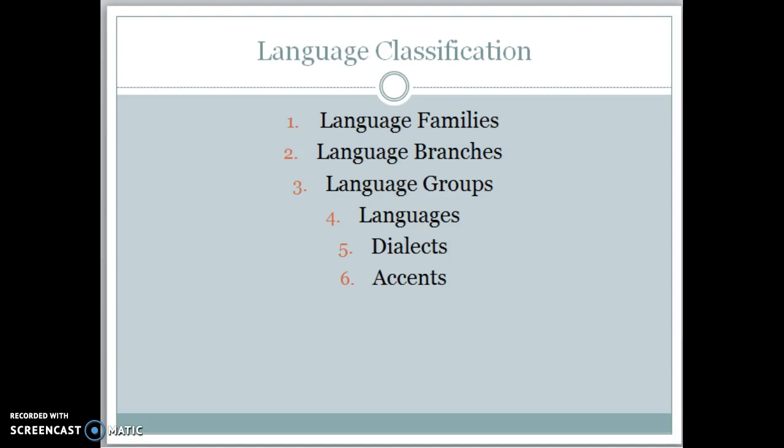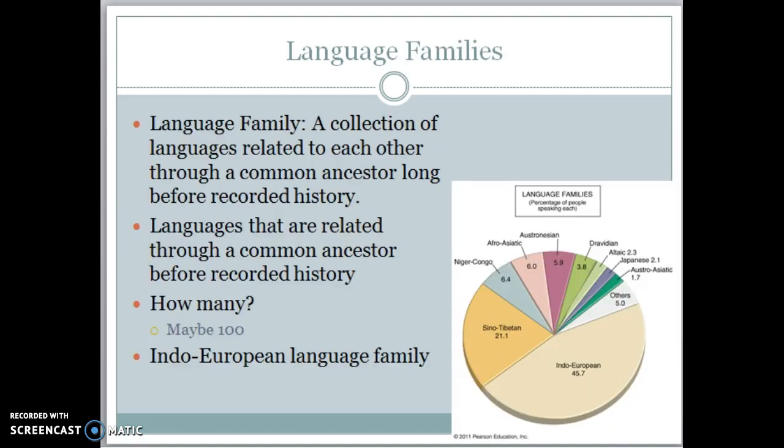Some major language families you need to be familiar with would be the Indo-European family, the Sino-Tibetan, the Niger-Congo, the Afro-Asiatic, the Austronesian, and the Dravidian language families. All right, so let's take a look at this slide right now, reviewing the language families. A language family, reminder, is a collection of languages related to each other through a common ancestor long before recorded history. For example, Indo-European is a language family.